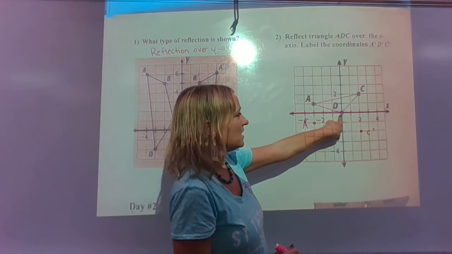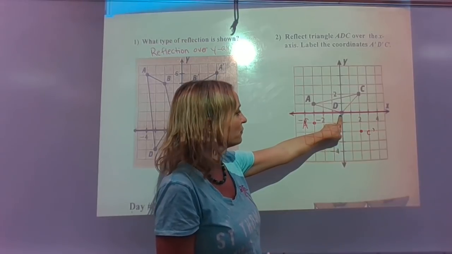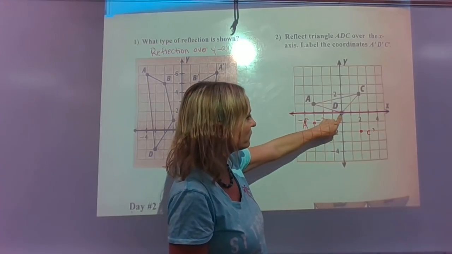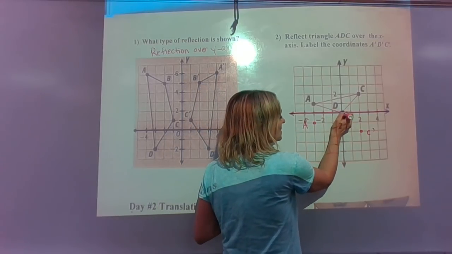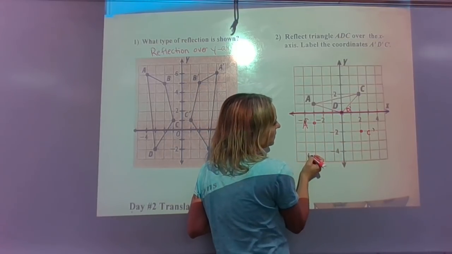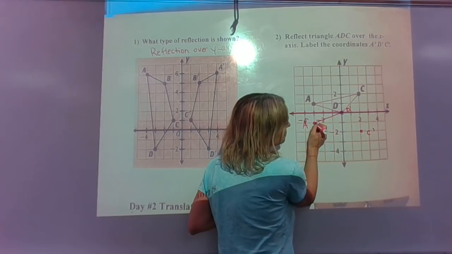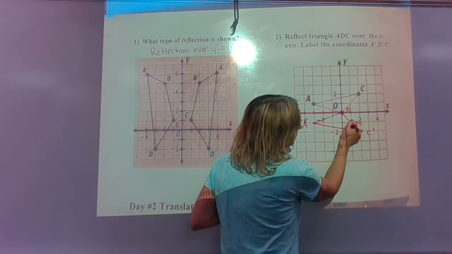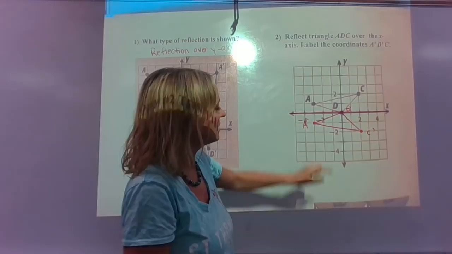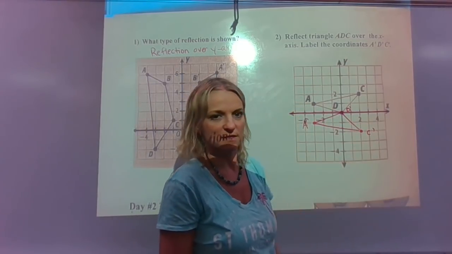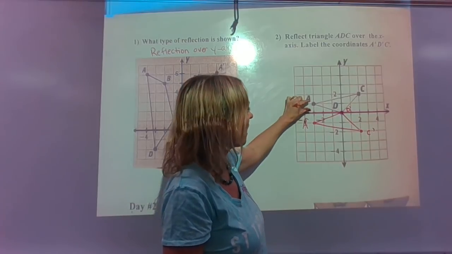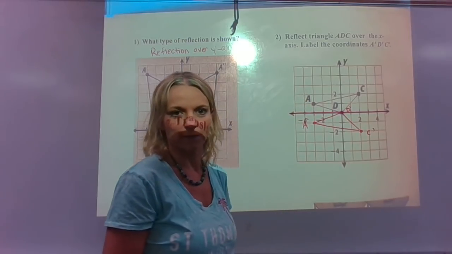And then notice the D. The D is right on the line of reflection. So if I flip this over, it's no distance from the line of reflection, so it's going to stay in the exact same place. That's going to be my D prime. Okay, so then if I connect those 3 points, it should look like the exact same triangle, just flipped over that x-axis. Again, with a reflection, every point is the same distance from the line.